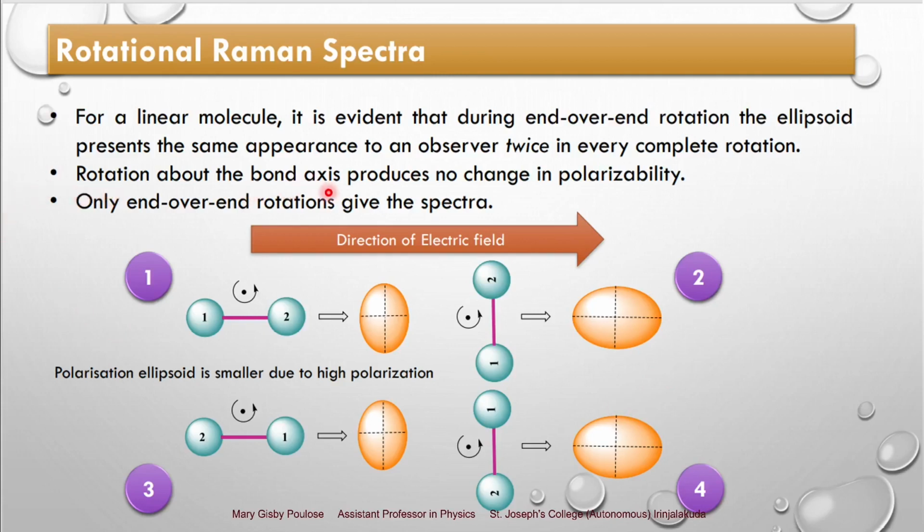Now, the rotation about the bond axis produces no change in polarizability. It means that if this molecule is rotating along the bond axis itself, with molecule 1 and molecule 2 just rotating over it, that is, the rotation is along this axis, there is no change in the polarizability, and hence it does not give any Raman spectrum. Thus, only end-over-end rotations give Raman spectrum.